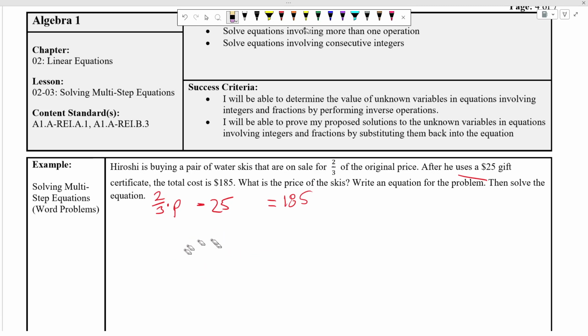That's our goal. So let's start doing some inverse operations to eliminate terms and move them to the other side, all in the name of balance, all in the name of the properties of equality. So 25, that becomes, I got 2/3 P, this becomes 0. I'm not going to write 0, but just know that it's there. This then becomes 185 plus 25, which happens to be 210. Okay, perfect. Now I recognize that 2/3 is being multiplied by P.